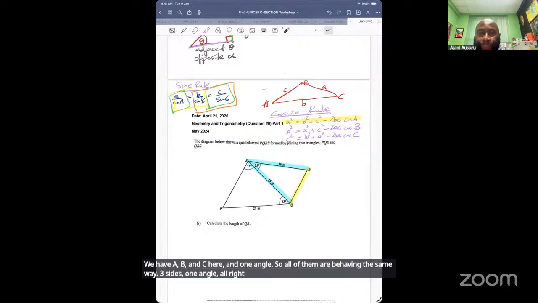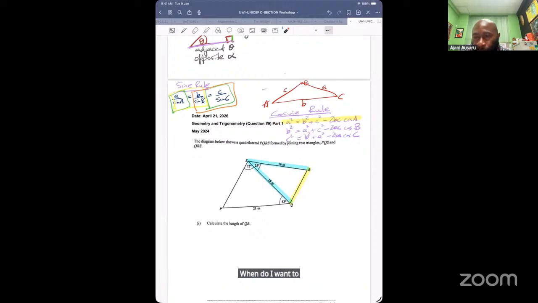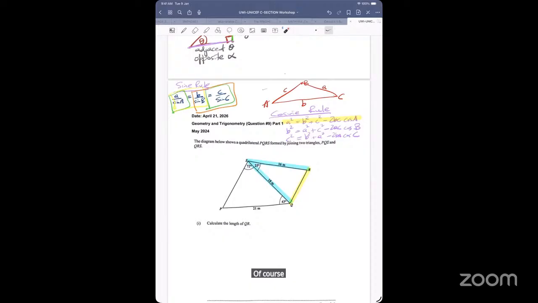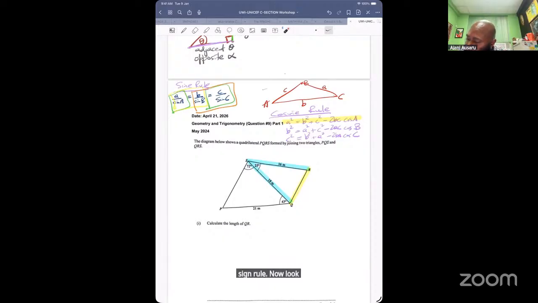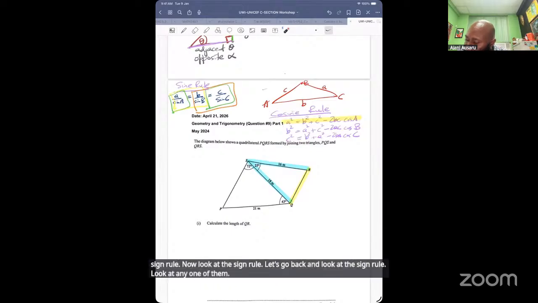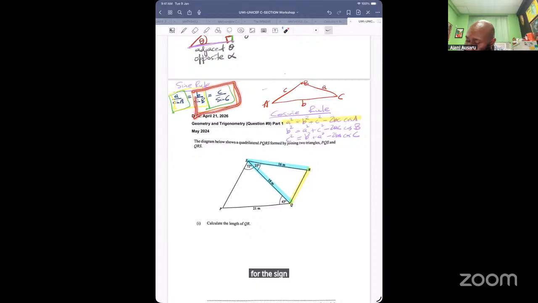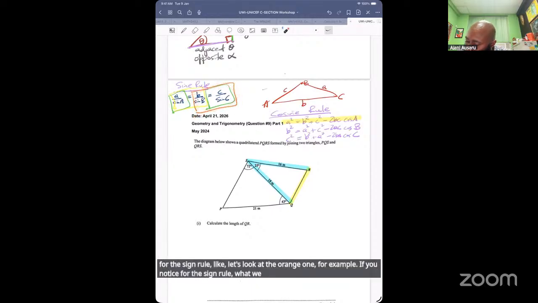And so that is going to help you to decide when do I want to use the cosine rule for a non-right triangle. When do I want to use the sine rule? Now look at the sine rule. Let's go back and look at the sine rule. Look at any one of them for the sine rule. Like let's look at the orange one, for example.